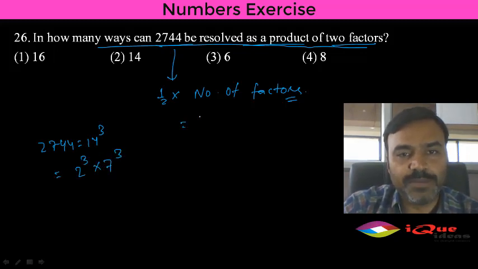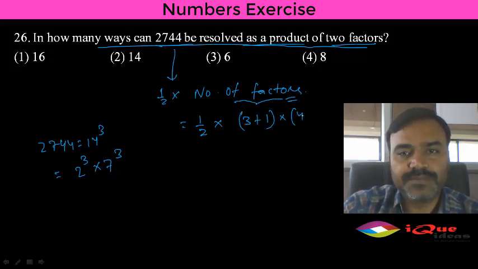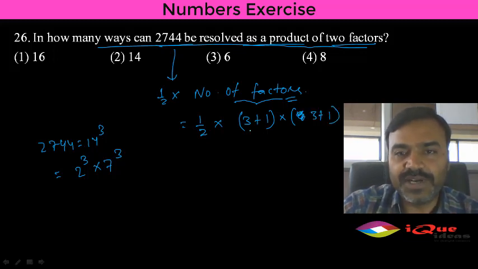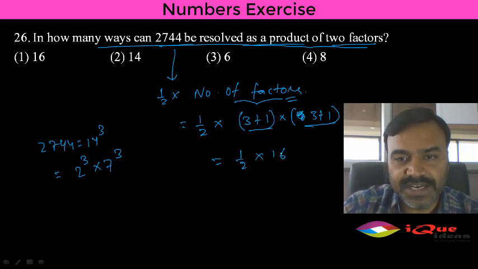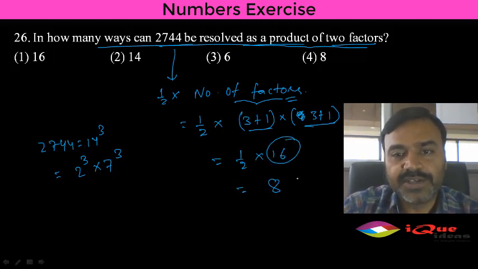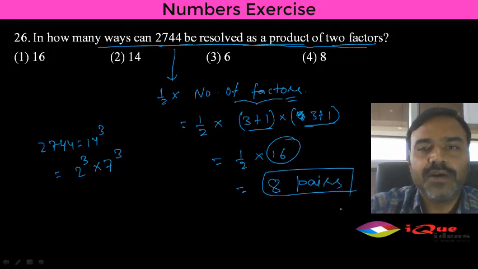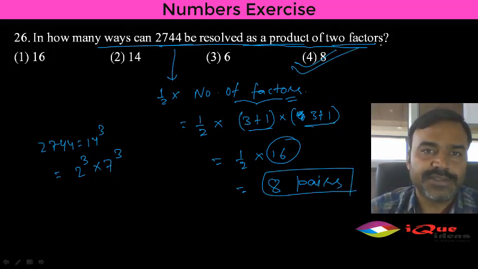So the number of factors will be half into... Now the number of factors will be 3 plus 1 into 3 plus 1 only, sorry. So 3 plus 1 into 3 plus 1 is 4 into 4, which is 16. So 16 is the number of factors. Half of 16 is 8. So there are 8 such pairs which are possible in this case. Right? Fourth option is the correct answer.